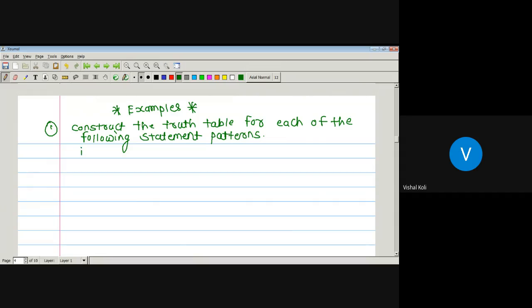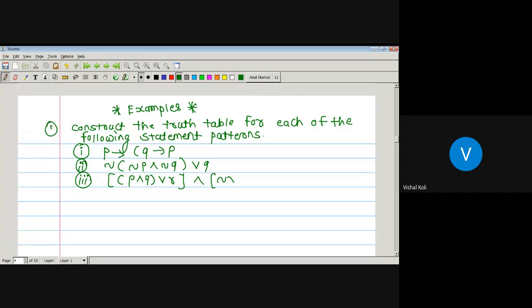First one is nothing but P conditional Q conditional P. Second one, negation of P and negation of Q or Q. And third one is nothing but P and Q or R and negation of R or P and Q. Okay, so these are our statement patterns, and now we have to construct their truth tables.